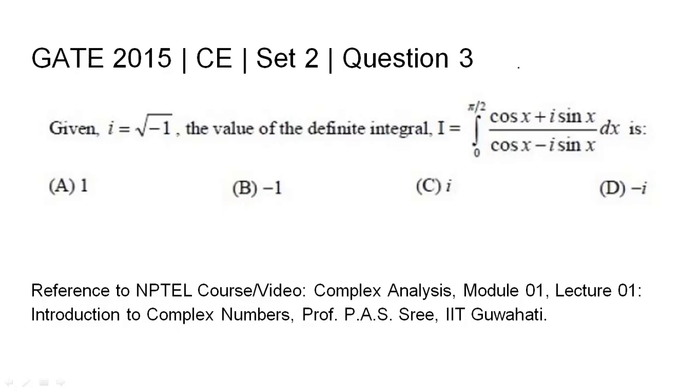GATE 2015 Civil Engineering Set 2 Question 3. Given i is the square root of -1, the value of the definite integral from 0 to pi by 2 of (cos x plus i sin x) by (cos x minus i sin x) dx is. The four given options are A 1, B -1, C i and D minus i. The relevant NPTEL reference has been listed.